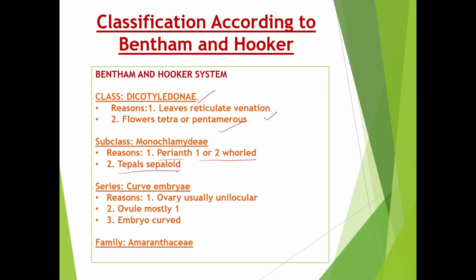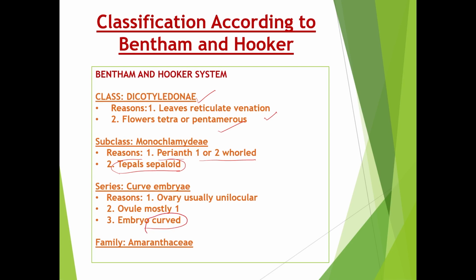So here the tepals are sepaloid, that means the tepals generally don't have any particular color. And the series is Curvembryeae. That means the ovary is usually unilocular, with mostly one ovule, and the embryo here is curved. That's why this series is called Curvembryeae.